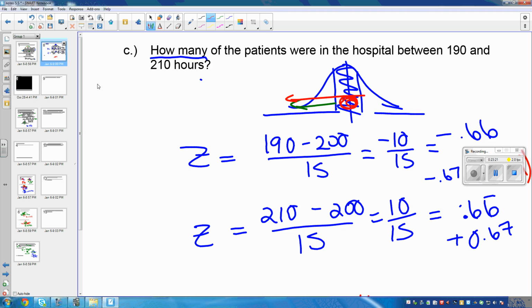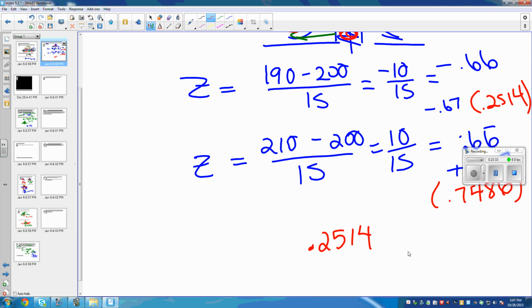So 0.7486, if I do a subtraction, we get 0.4972, which is 49.72%. Okay, that's a percentage. The question didn't ask for a percentage, it asked for how many.